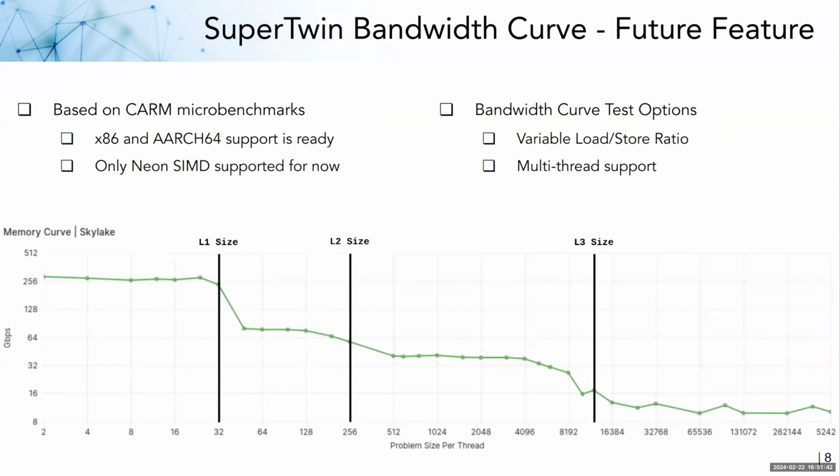And now, as a possible future feature, we are also working on a memory curve graph that could be generated for your memory system. This consists of the bandwidth measured on your system for different problem sizes, which can give you a good idea of, for example, cache sizes and how your bandwidth will scale depending on the size of your problem. This is working for x86 and ARM, but right now we do not have the full integration yet with SuperTwin, so this is still in the works.